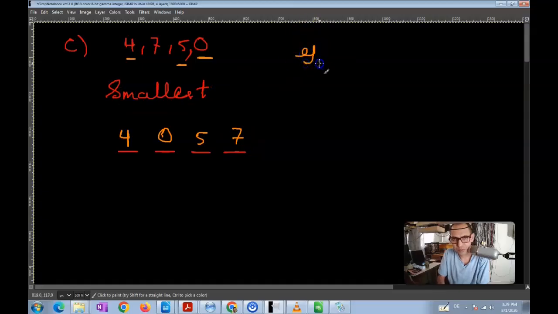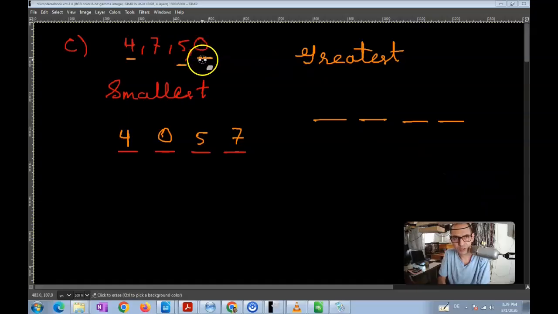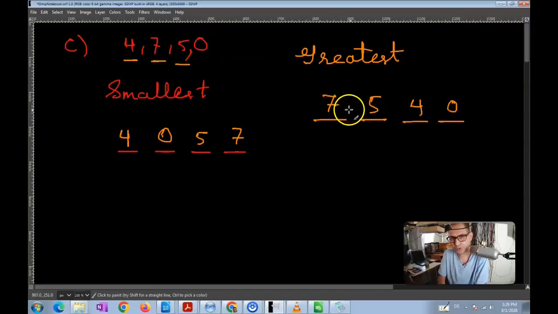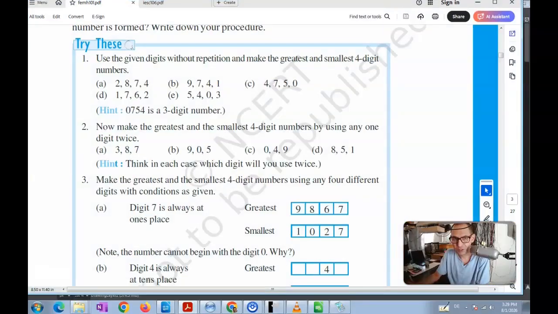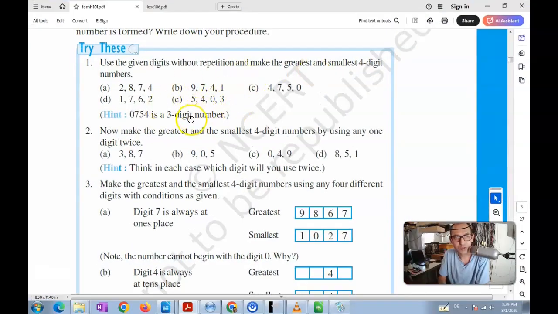Now for the greatest number that you can make, you have again 4 digits, and you take the largest digit that you have and put it in the largest place value in the number. So the largest digit is 7. I put my 7 over here. Then the largest digit is 5. I put the 5 over here. Then the largest digit is 4. So I put it over here. And then I have to put the 0 over here. So the largest number that I can create out of these digits would be 7,540, right? And then using this, you can now do part E of this question as well.